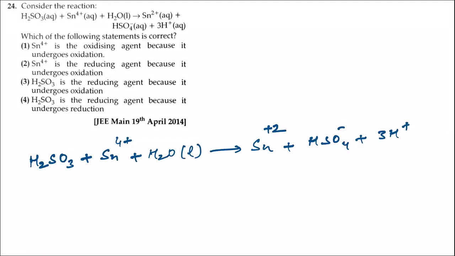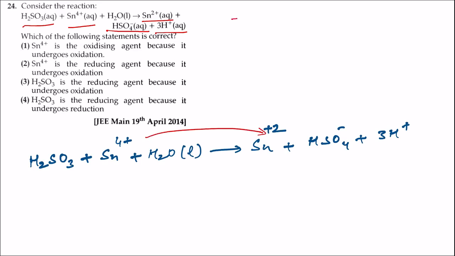Consider the reaction H2SO3 aqueous plus Sn4 plus aqueous plus H2O liquid forming Sn2 plus aqueous plus HSO4 minus aqueous and 3H plus. Which one of the following statements is correct? First, Sn4 plus is the oxidizing agent because it undergoes oxidation. Sn4 plus is changing to Sn2 plus.